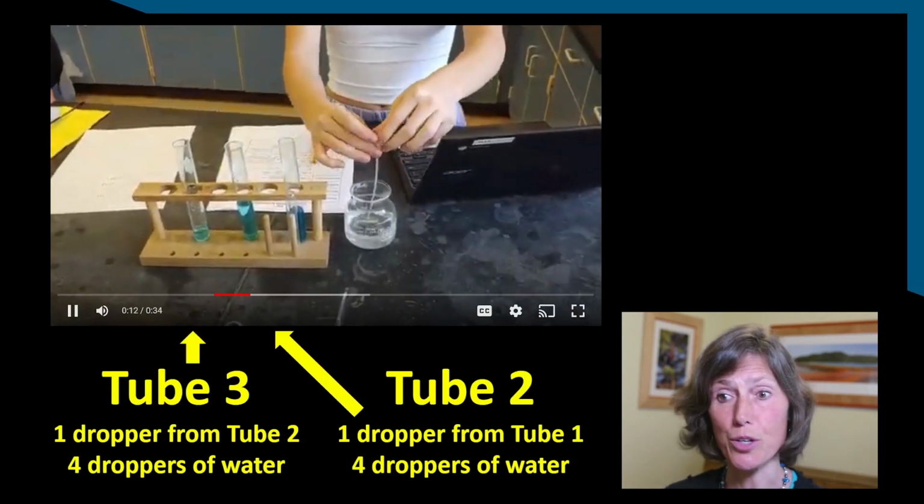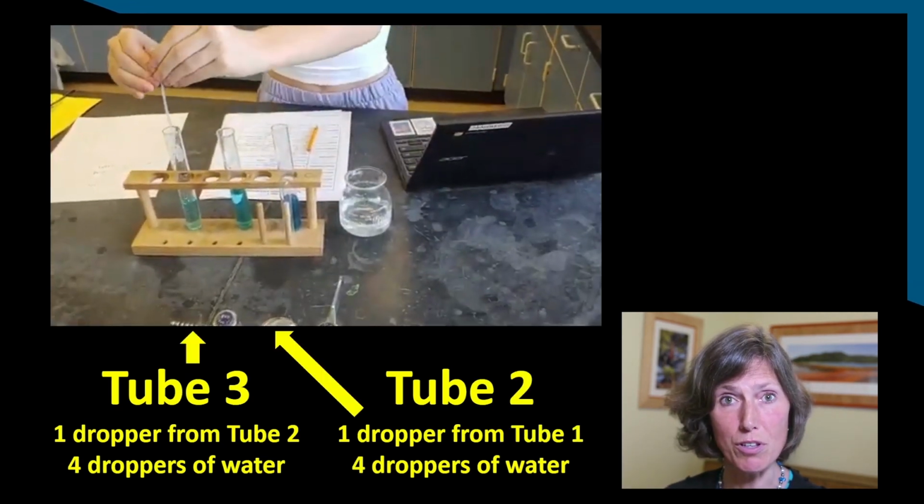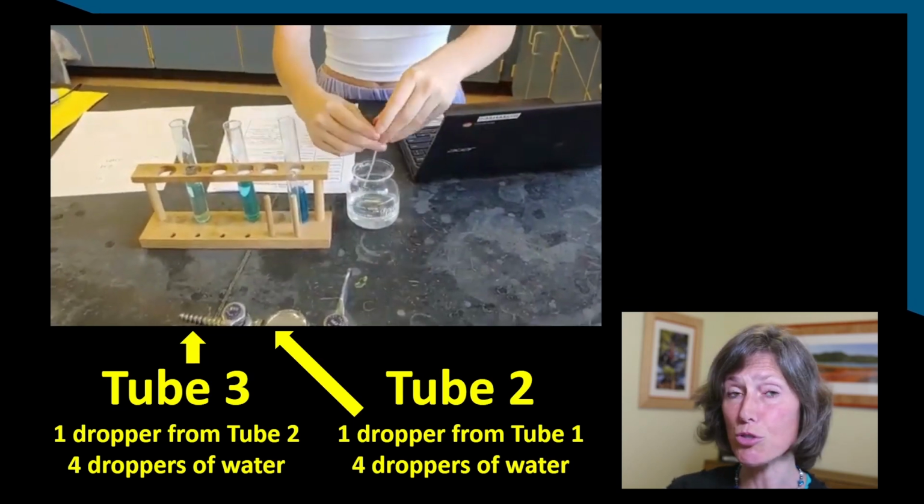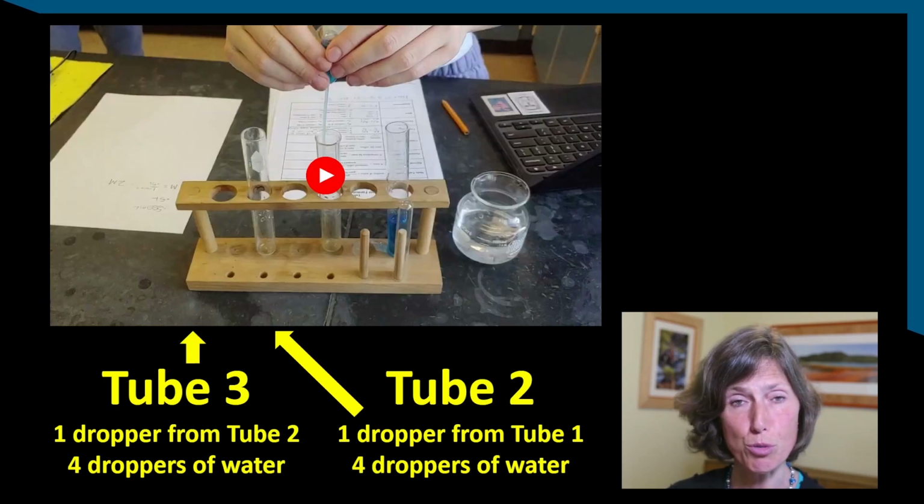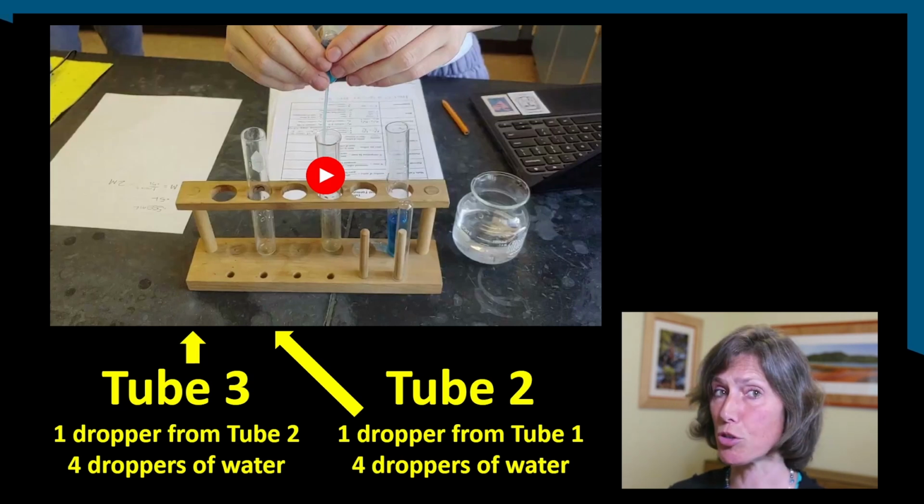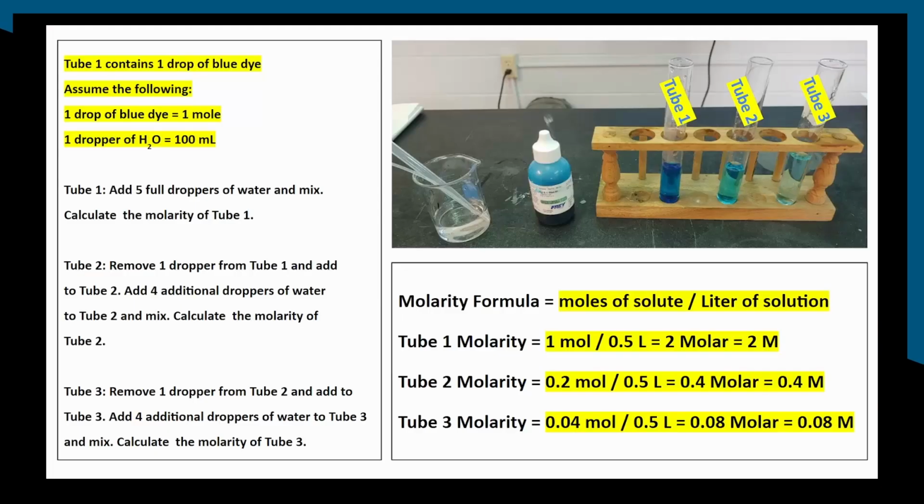Now my student is showing you how she moved 1 dropper full from tube 2 and moved it to tube 3 and added another 4 full droppers of water to tube 3. How does the molarity of tube 3 compare to tube 2 and to tube 1? Here you can see the key to that activity. How does the molarity of tube 1, 2 molar, compare to tube 2, 0.4 molar, compared to tube 3, 0.08 molar? All the calculations are shown here at your convenience.